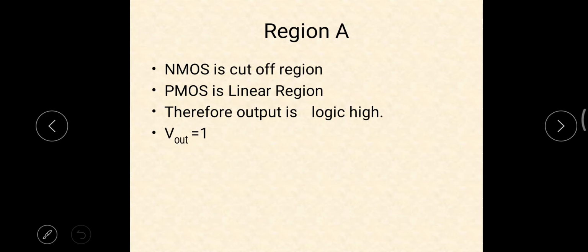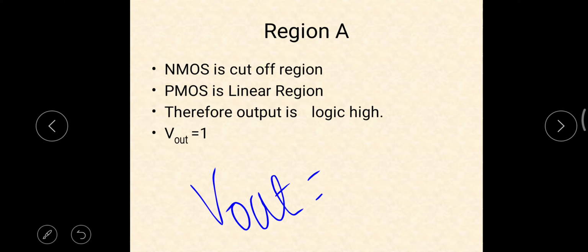In region A, as we have already discussed, NMOS will be in the cutoff region, PMOS will be in the linear region. Since NMOS is cut off, your output terminal will not be connected to the ground. Since PMOS is in the linear region, it will be in the proper operating region, so your output terminal will be connected to the power supply. So your output is VDD. I can write Vout is equal to VDD for region A.